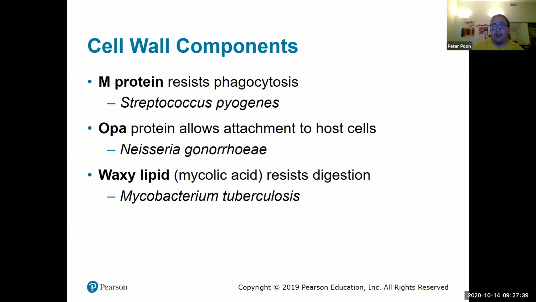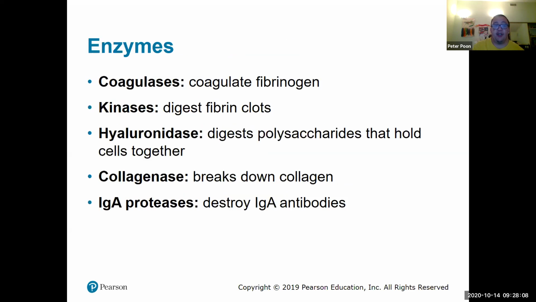Okay. Cell wall components. The M protein in Streptococcus pyogenes prevents phagocytosis. The OPA protein allows attachment to host cells, so it stays there. And of course, you guys already know the mycolic acid resists digestion. The waxy layer around TB actually prevents digestion.